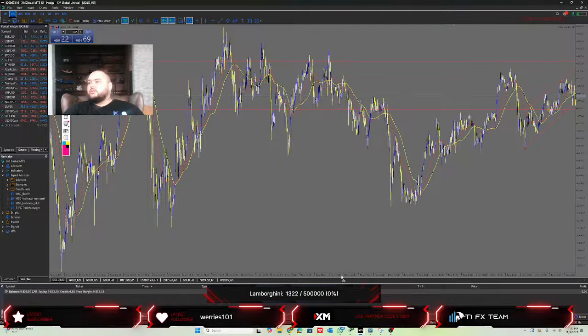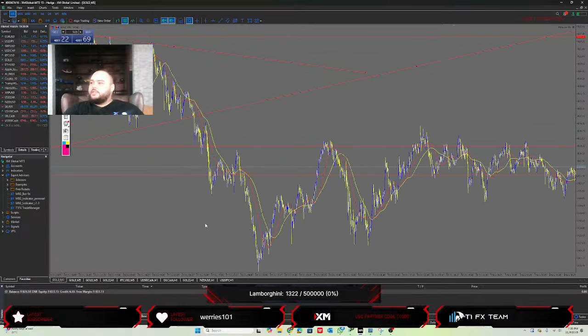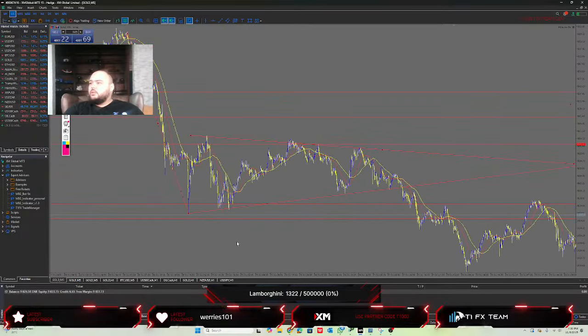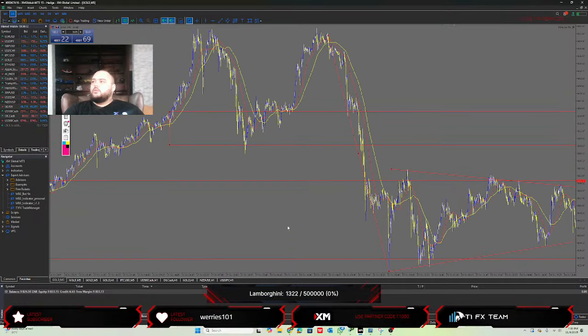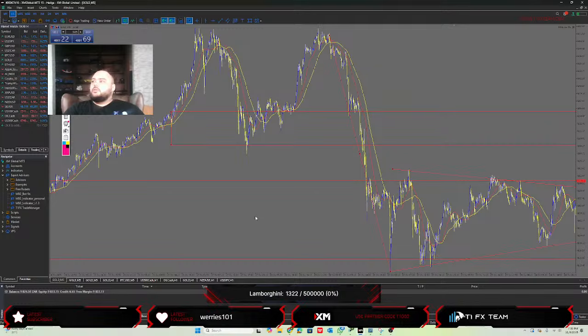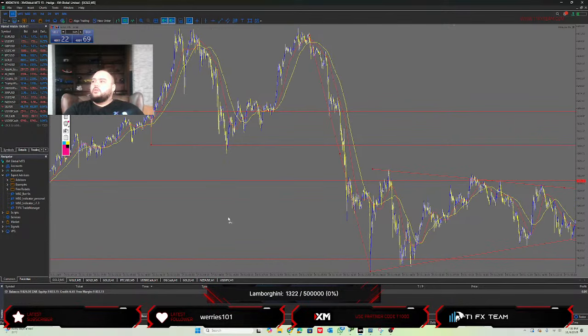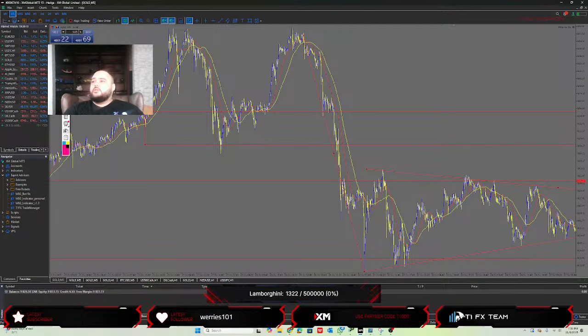Inverted head and shoulders. So basically this is where market will move down, and you'll see this, but at the bottom for it to come up. Let's see if we can find one. Here we go. So this one did work out, but this one is a bit different.